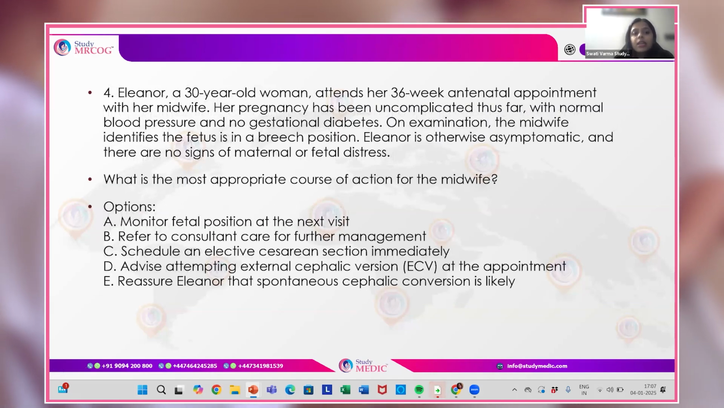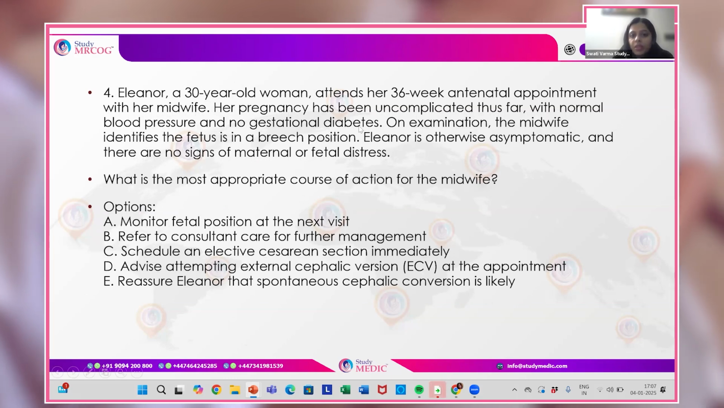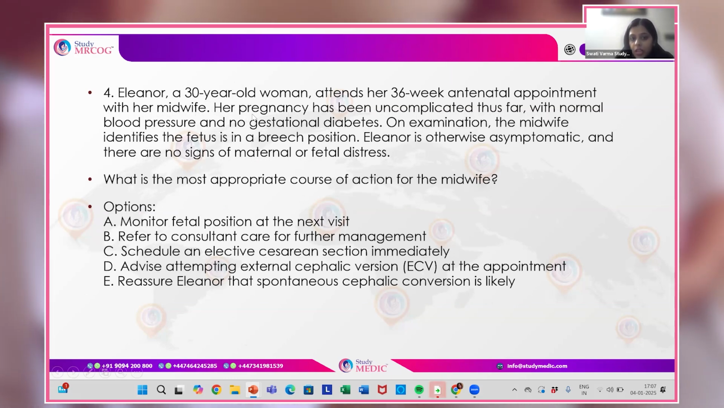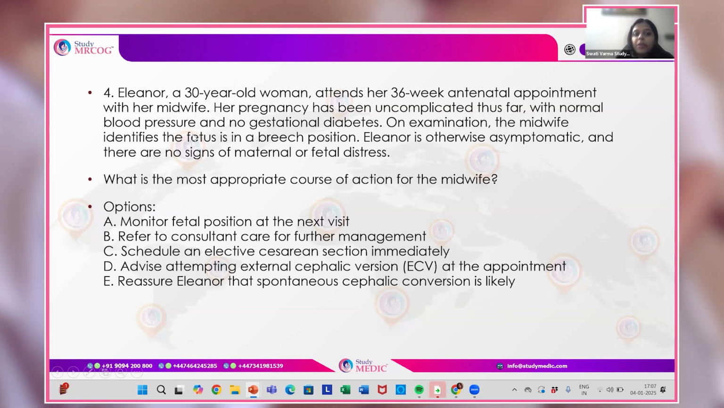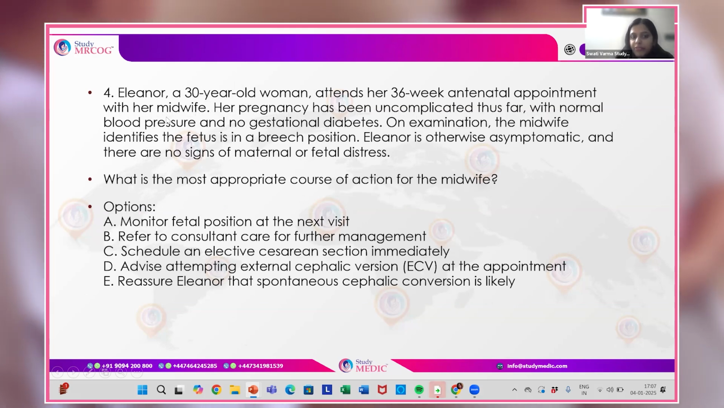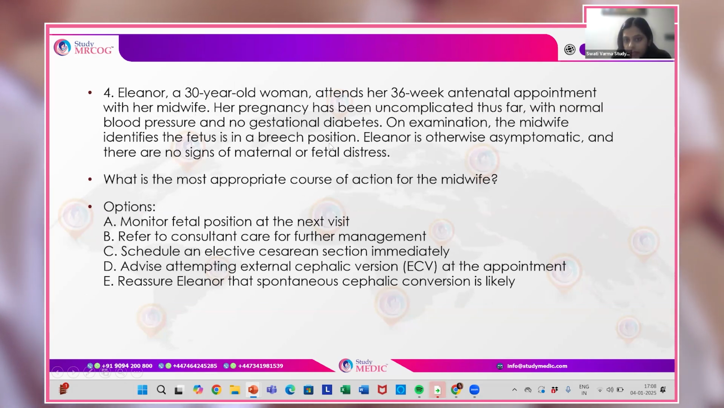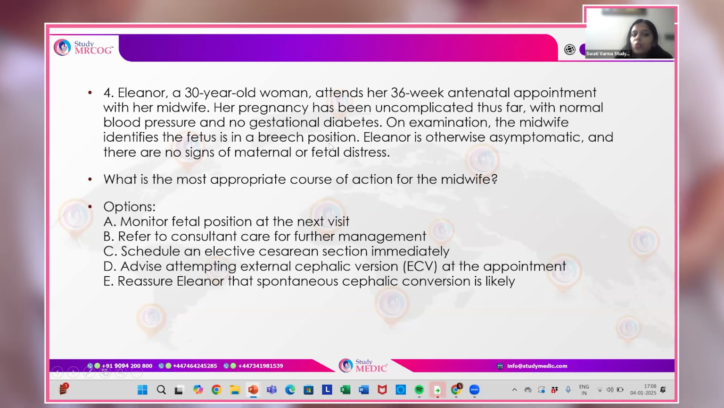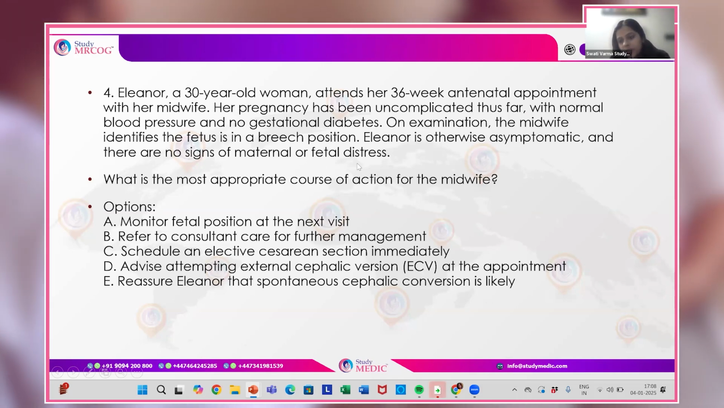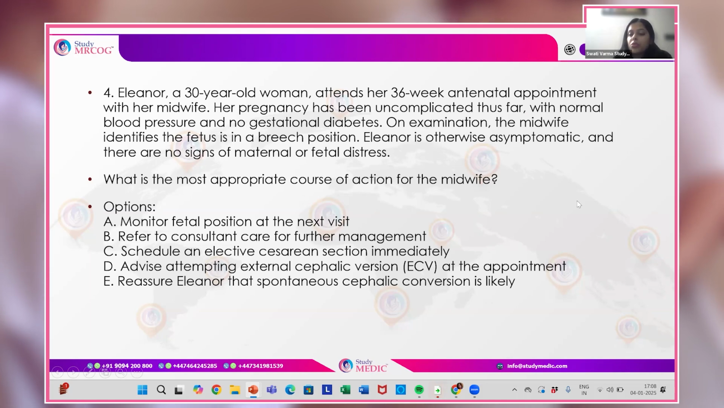Coming to the next question. Eleanor, a 30-year-old woman, attends her 36-week antenatal appointment with her midwife. Her pregnancy has been uncomplicated thus far with normal blood pressure and no gestational diabetes. She is low risk. On examination, the midwife identifies that the fetus is in a breech position. She is otherwise asymptomatic and there are no signs of maternal or fetal distress. So what is the most appropriate course of action for the midwife?